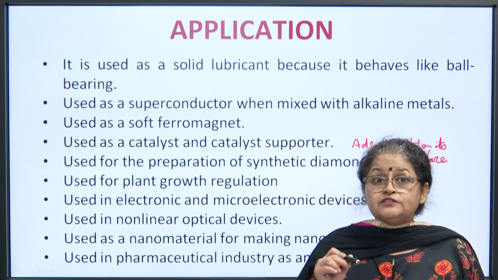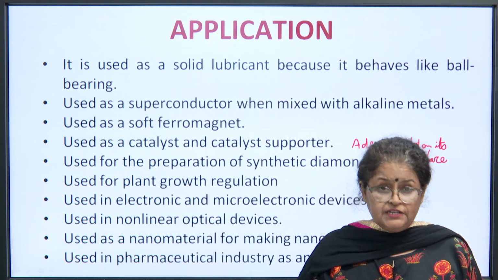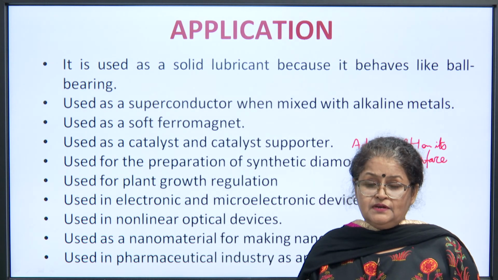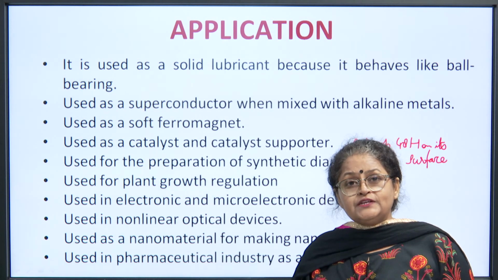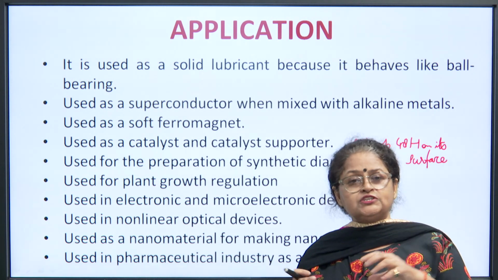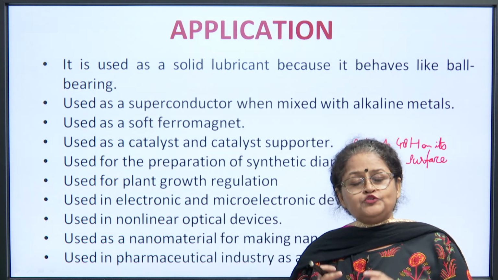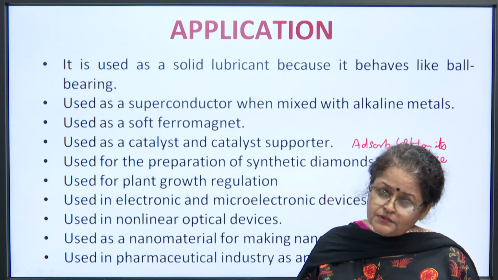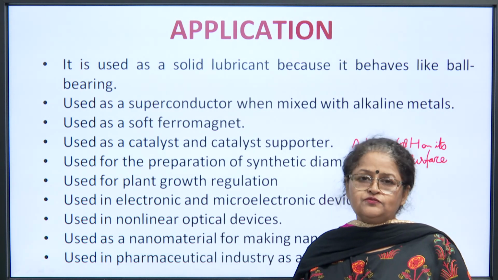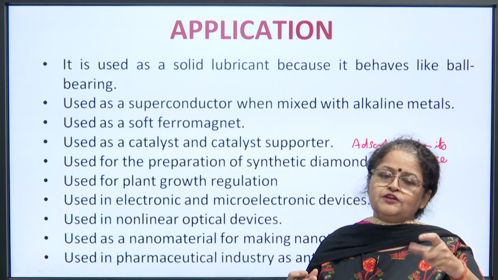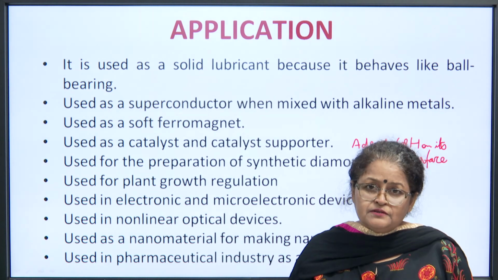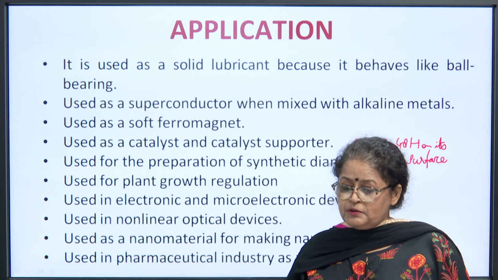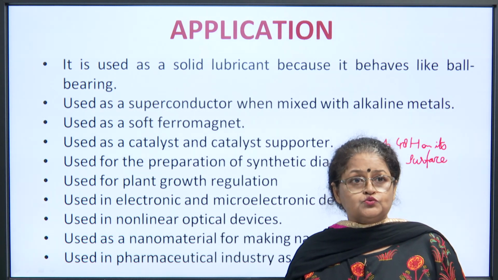Fullerene is used as a nanomaterial for making nanotubes. Now see, fullerene has one of its dimensions on nanoscale. If you have an elongated fullerene, that becomes nothing but a nanotube, a tube like structure which has nanoscale in one of the dimensions, maybe the diameter is on nanoscale. So, they are used for preparation of nanotubes also.